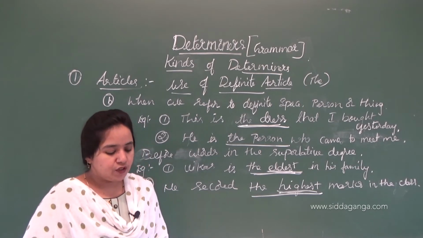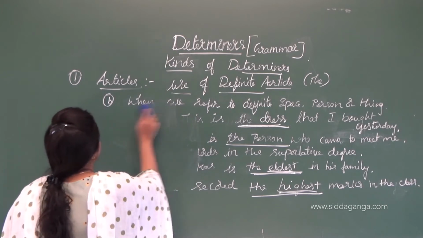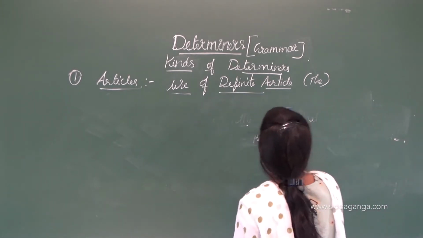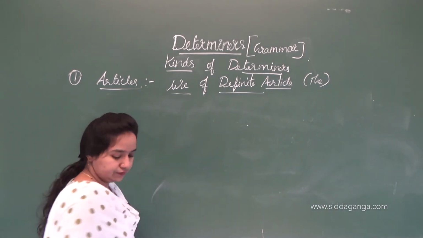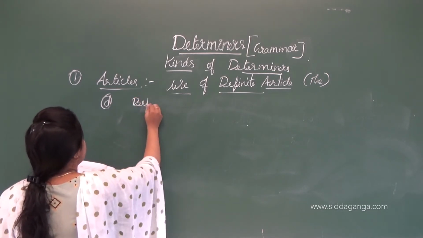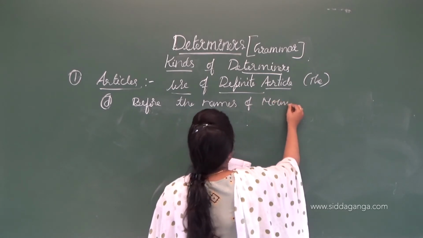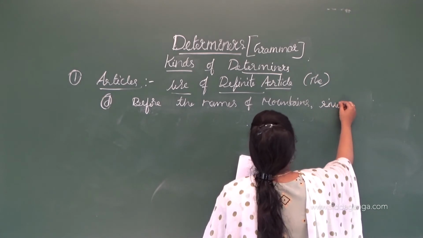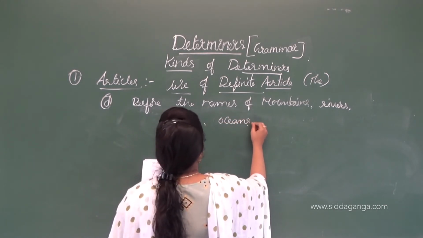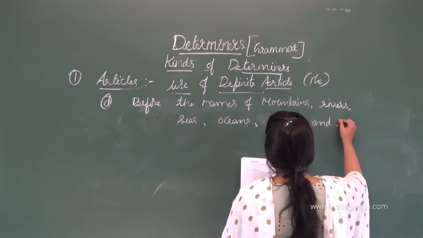Okay, then next is before the names of mountains. This is the fourth use: the definite article is used before the names of mountains, rivers, seas, oceans, islands, and sacred books, holy books.